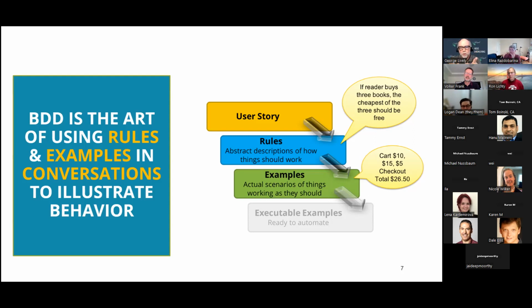Important to also emphasize, rules are the abstract descriptions. They are what the programmers will be implementing. The examples are actual concrete scenarios. These are essentially your test cases. Okay. Any questions?